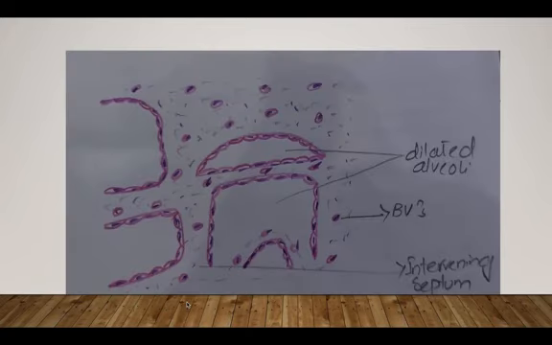I am repeating: this is the diagram, and it is showing the dilated alveoli, blood vessels, and intervening septum. You have to draw it in your practical notebook.